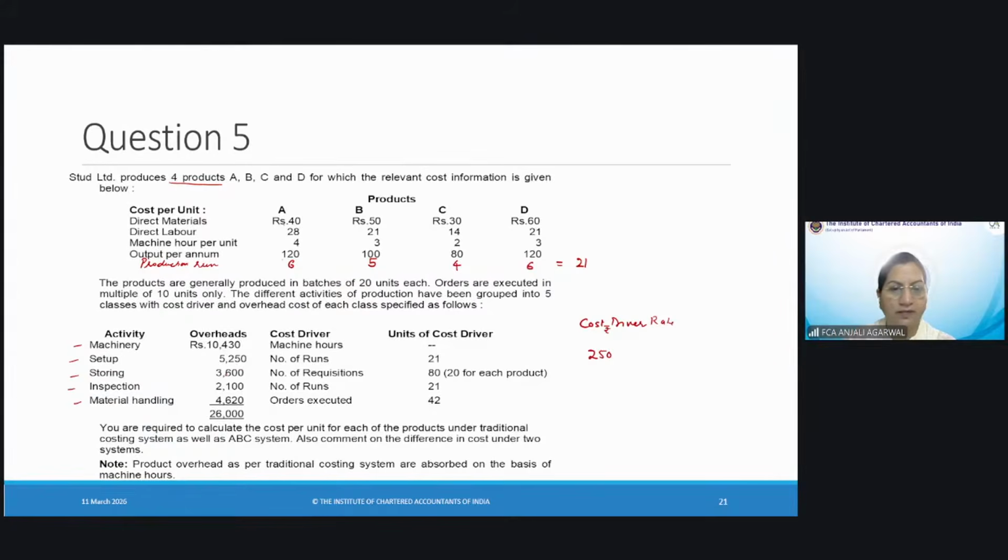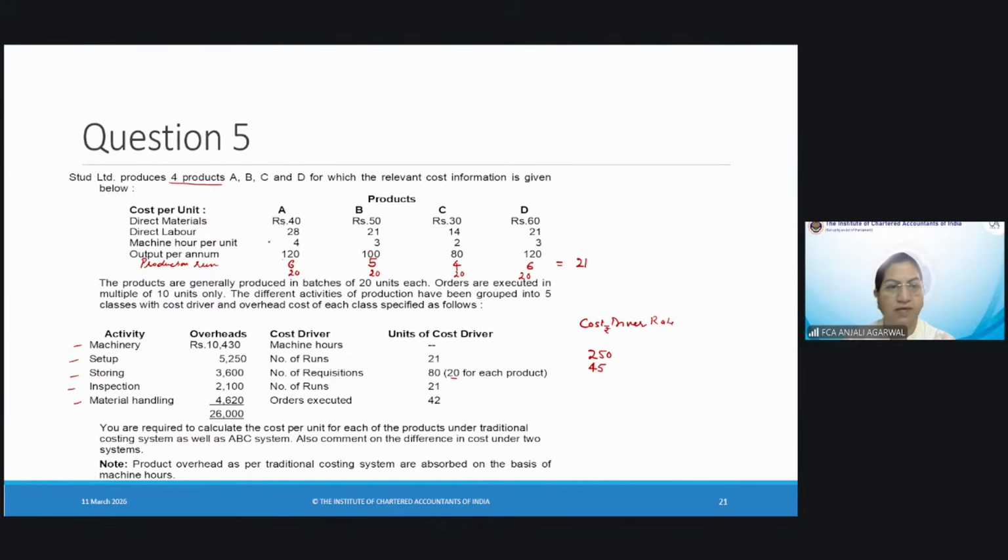Storing 3600 depends upon how many times the requisition has come. The total requisitions are 80. So 3600 divided by 80, 45 rupee per requisition. And it is said that 20 requisitions have happened for all the 4 products. So this is the same. 45 into 20, 900 will go to all 4. 900 into 4, 3600.